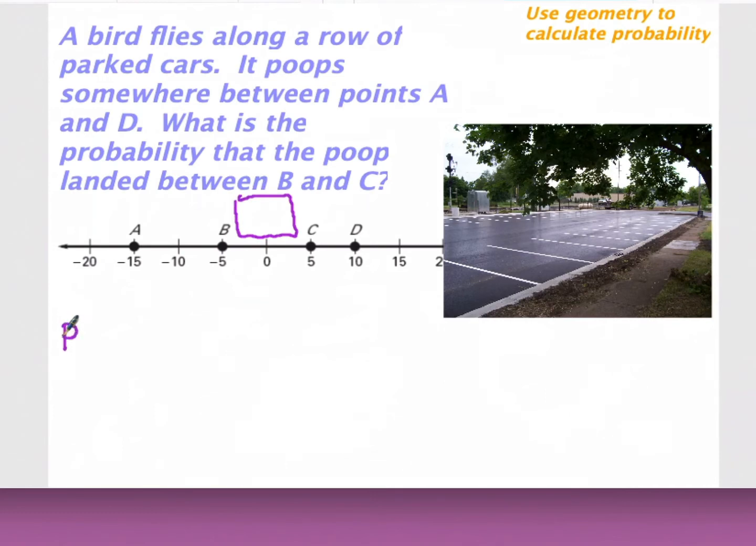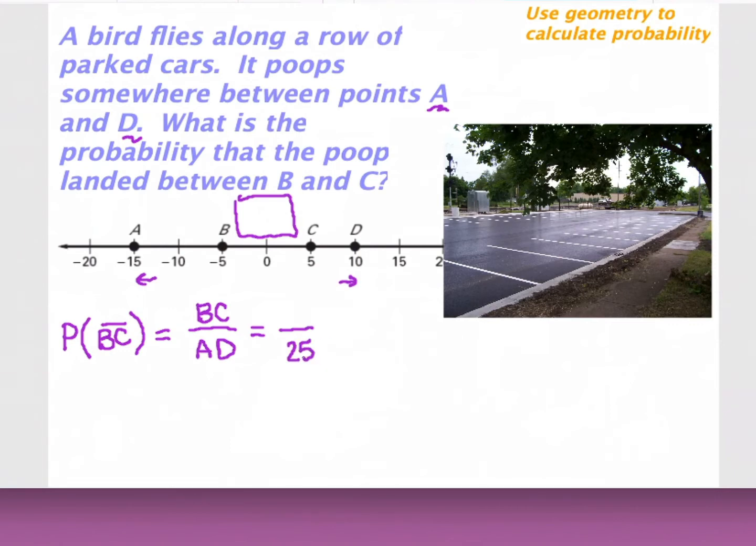So what we're going to do is find the probability that the poop landed somewhere along segment BC. We're just going to take the length, because we're talking about a number line sort of look here. We're going to take the length of BC and compare it to the total distance it could have been in, since we know the bird poops somewhere between A and D. So out of all the places it could have gone from negative 15 to positive 10, what is that? A total length of 25?